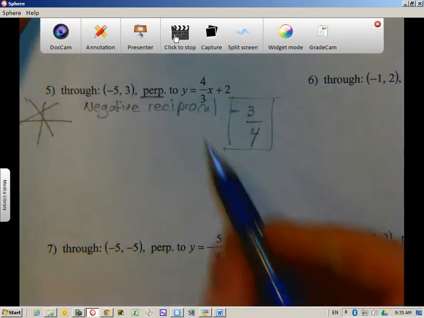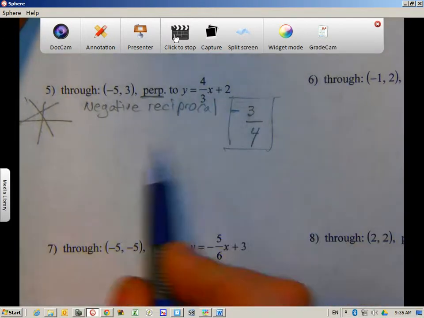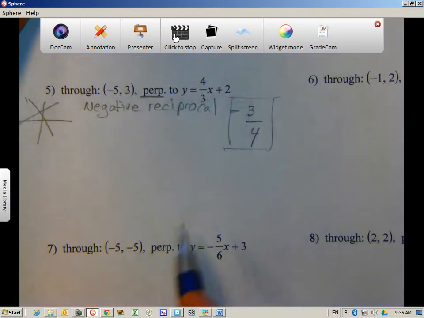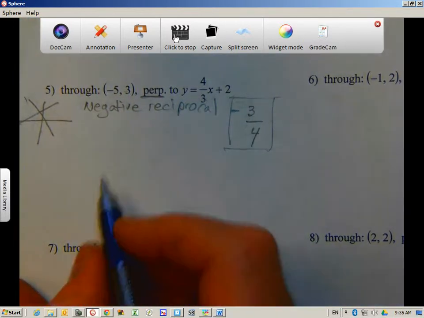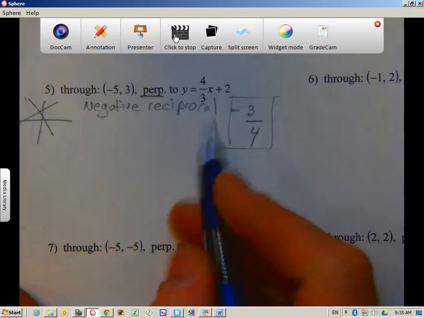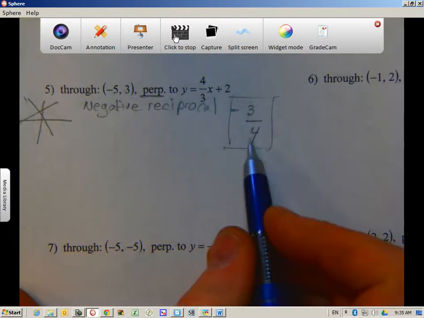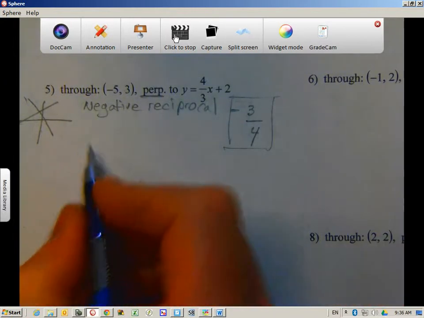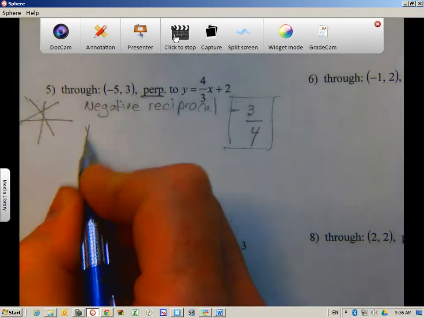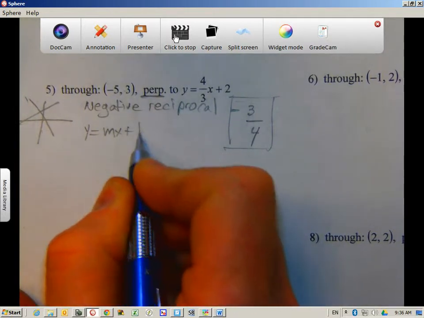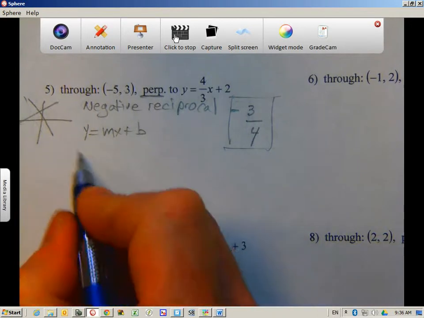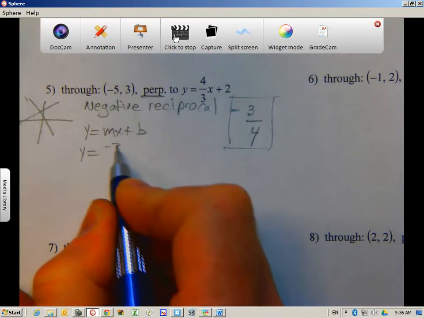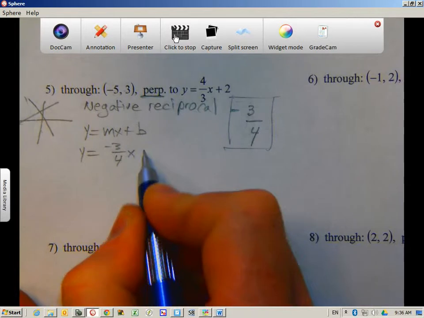Okay, so now I've got the slope of the line I'm looking for. I want it to go through this point. Well, that's no different than what we did before when we tried to find the equation of a parallel line. I'm simply going to plug this into my slope-intercept form. Remember, that's y equals mx plus b. And I'm going to plug it in, I get y equals negative 3 over 4 times x plus b.